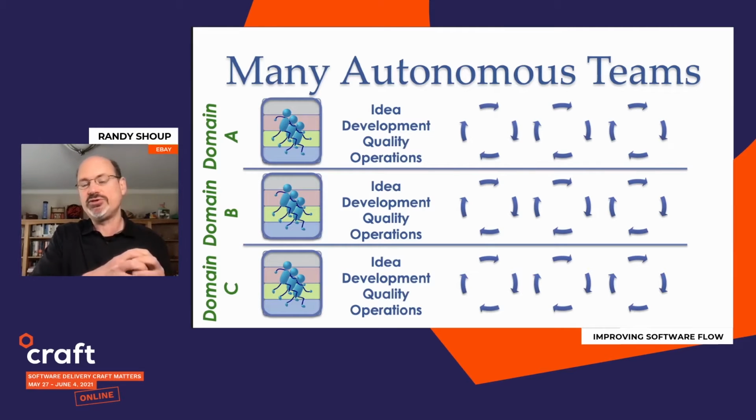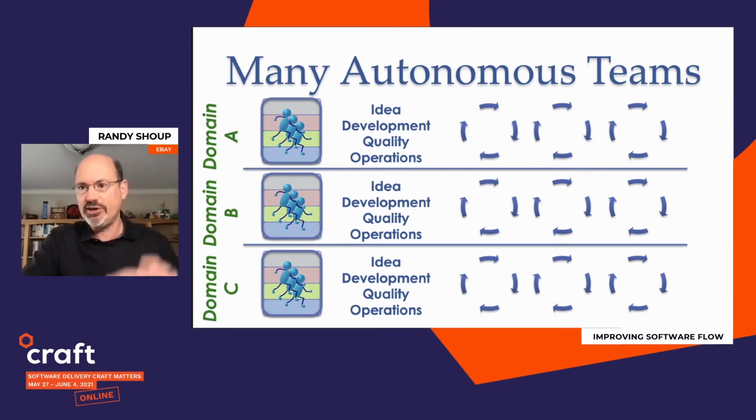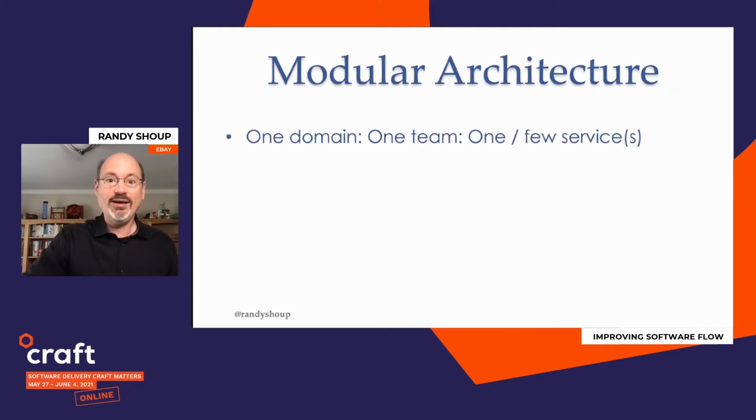And within the bounds of those teams, they have all the capabilities that they need to get the job done. The idea people, which we might call product, the developers, quality assurance, operations, and those don't have to be separate people, but all those roles and all those responsibilities are within the bounds of the team. And we do that so we can iterate quickly.